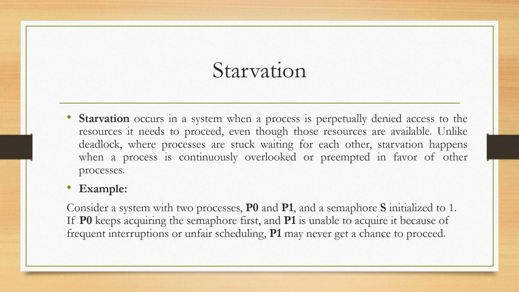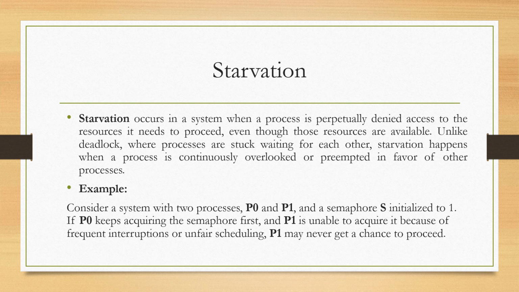Consequences of starvation. Unfair resource allocation: a process may be indefinitely delayed from accessing necessary resources. Inefficiency: while some processes make progress, others are unable to proceed, leading to overall system inefficiency. Priority inversion: starvation is often associated with unfair scheduling, where low-priority processes prevent high-priority ones from obtaining resources.